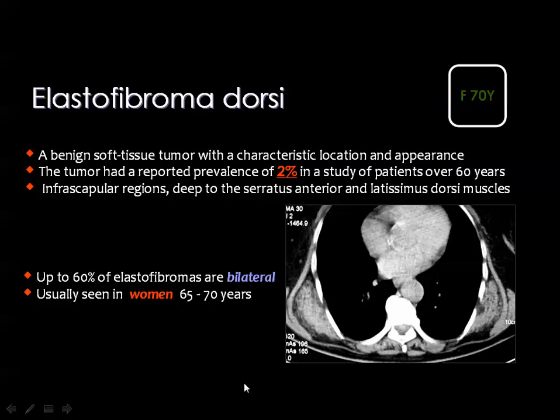And considering the classic appearance of the lesion as well as the classic location, you can obviate the need for biopsy to confirm the diagnosis. And this lesion usually appears of soft tissue density with the characteristic linear hypodense strands inside, and these strands represent the fat component, and the enhanced component represents the fibrous component, and hence the name elastofibroma dorsi.